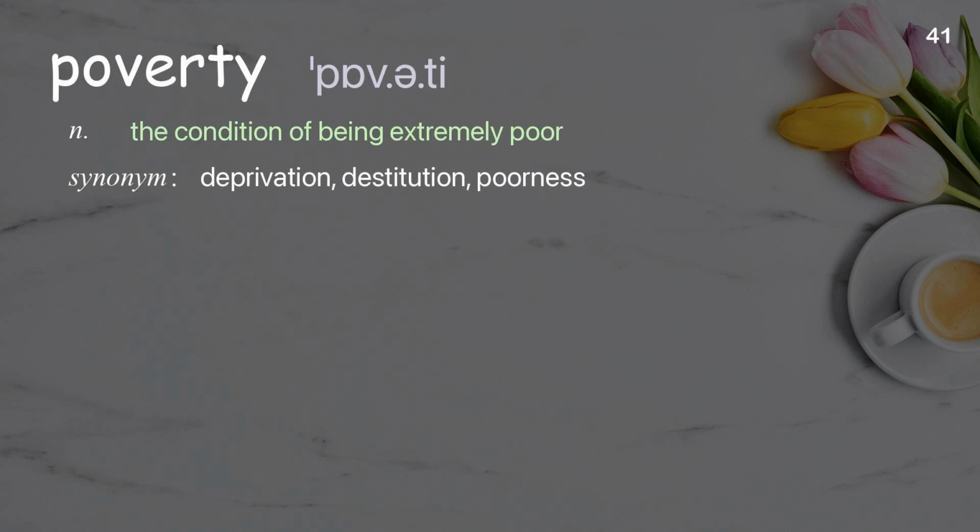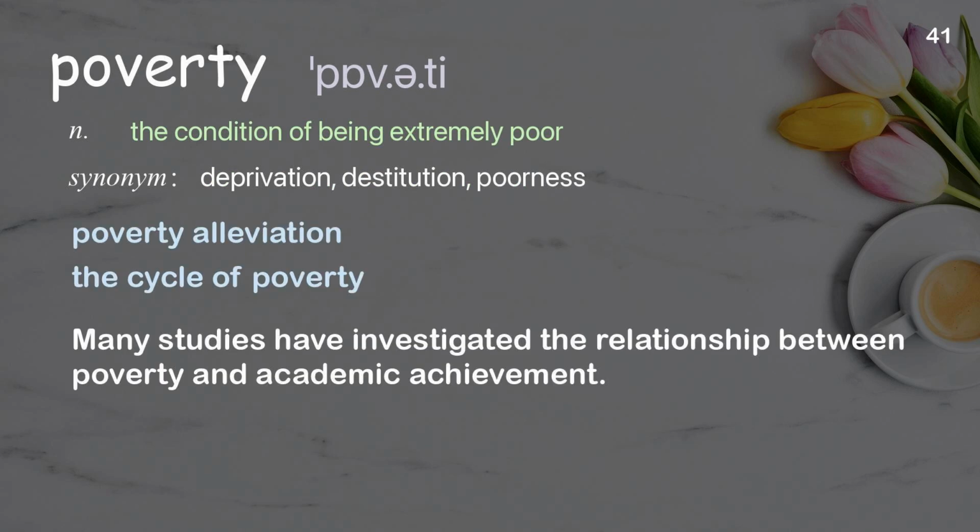Poverty. The condition of being extremely poor. Examples: poverty alleviation. The cycle of poverty. Many studies have investigated the relationship between poverty and academic achievement.